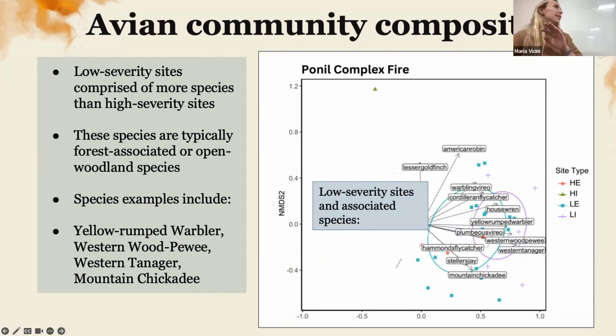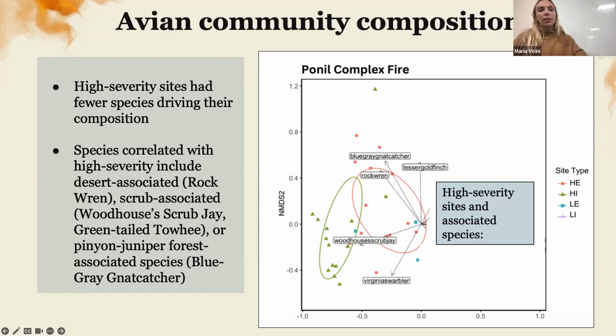I won't read all of them, but some of them include the yellow-rumped warbler, the western wood pewee, the western tanager, and the mountain chickadee. We can also see there are fewer species correlated with high severity sites. So these species were typically desert, scrub, or grassland associated species, such as the rock wren, the Woodhouse's scrub jay, the green-tailed towhee, and the blue-gray gnatcatcher.